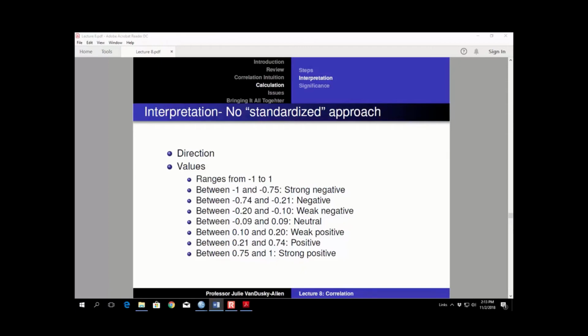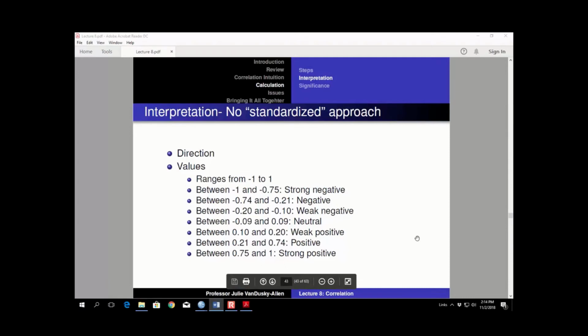If the correlation coefficient is between 0.1 and 0.2, then you should say that there is a weak positive relationship between the two variables. This means that as one variable increases, the other variable sometimes increases. If the correlation coefficient is between 0.21 and 0.74, then you should say there's a positive relationship between the two variables. This means as one variable increases, the other variable often increases. If the correlation coefficient is between 0.75 and 1, then you should say that there's a strong positive relationship between the two variables. This means as one variable increases, the other variable almost always increases.